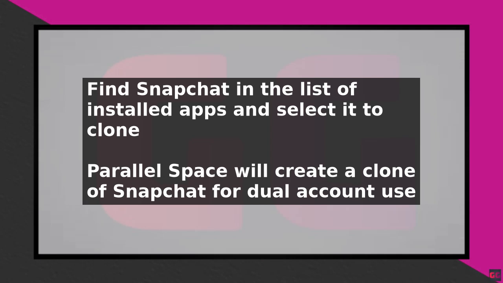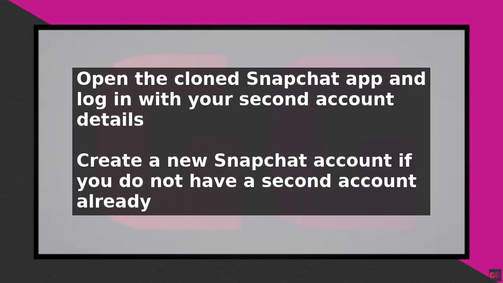To use the cloned Snapchat app, you can find it in the Parallel Space app or add a shortcut to your home screen. When you open the cloned app, you will be logged in with your second Snapchat account. You can use this account separately from your main Snapchat account.